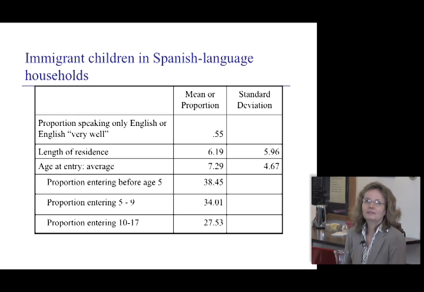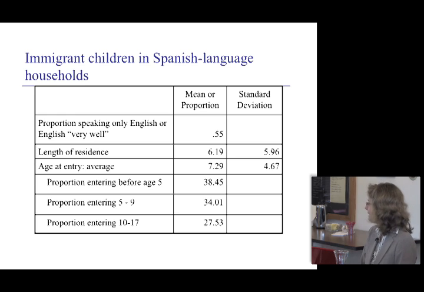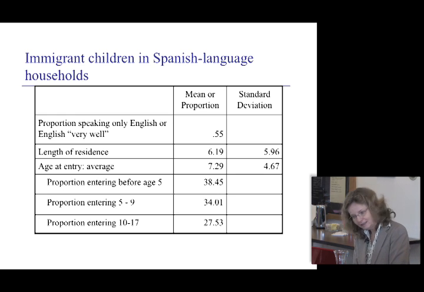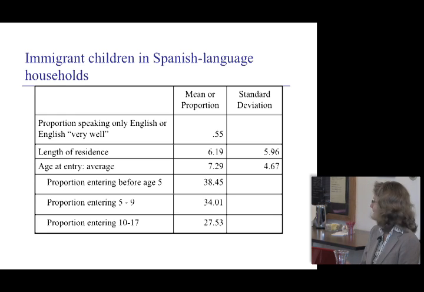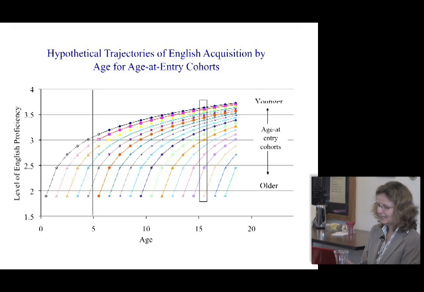Basically, I have a sample of foreign-born children in Spanish-language households, about half of them speak English very well, or only English. They've been in the States for about 6 years. On average, they entered in middle childhood, with significant proportions entering very early in childhood, entering in middle childhood, and then in adolescence, which is very nice for statistical reasons, because I can separate this out. So here is the results of my modeling.